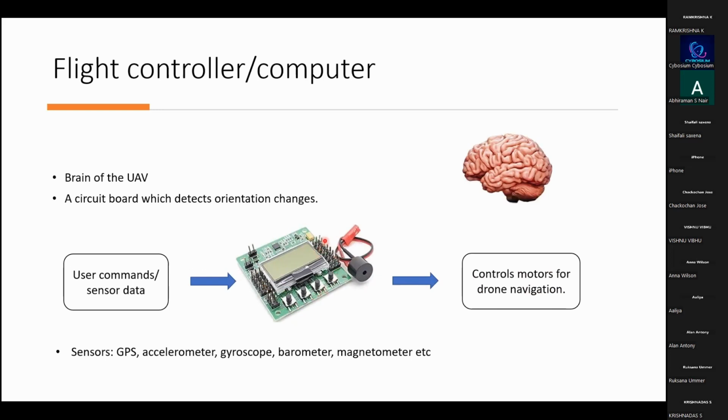If we have to follow a path, the flight controller will tell where to tilt, what should be the orientation, while getting the signals from all the sensors. And sensors are GPS, accelerometer, gyroscope, magnetometer, compass, and a camera can also work as a sensor. So all those are examples of sensors. So yeah, coming to sensors.